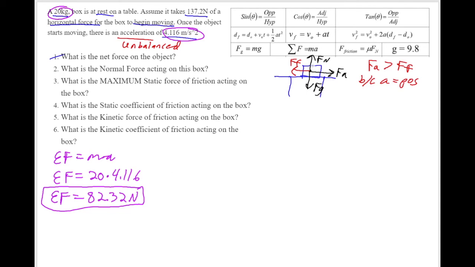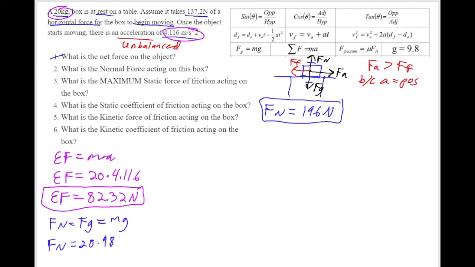All right, number 2, what is the normal force acting on the object? Well, if we look at our free body diagram, we notice that normal and gravity are equal to each other, again because it's on a flat surface and we're not pushing this box up or down. Therefore, force normal is just equal to force gravity, which is really just equal to mass times gravity. So we know that the mass of our object is 20 and gravity is 9.8. That's going to tell us that force normal is just equal to 196 newtons.